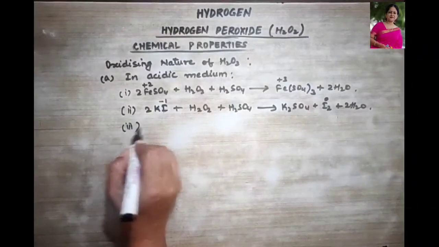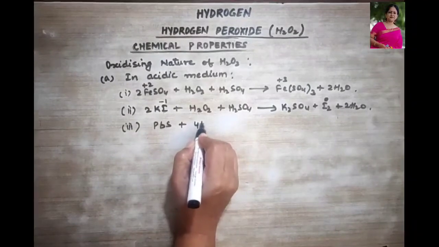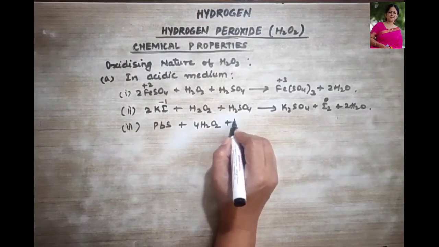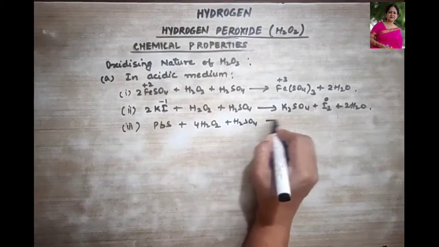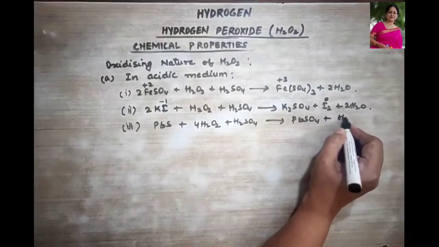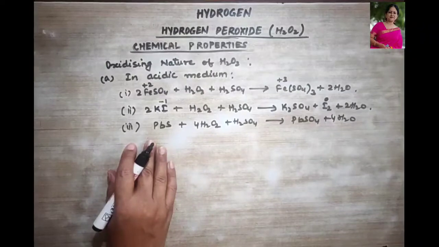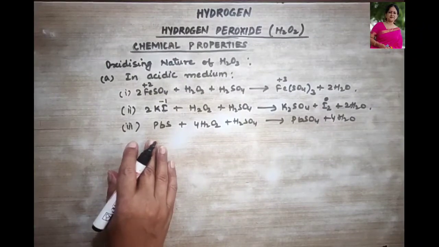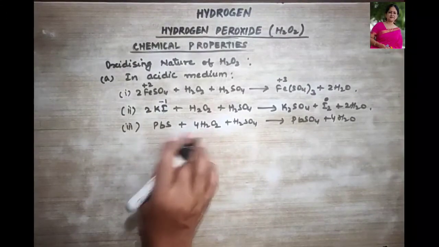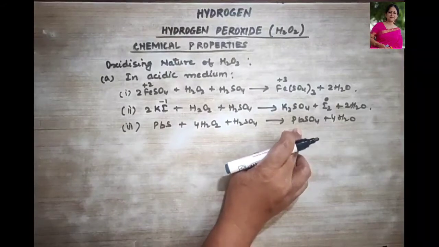Another example could be like PbS when treated with 4H2O2, right, in the presence of H2SO4, it is going to give us PbSO4 plus 4H2O. So over here also, what are we observing? We see that hydrogen peroxide oxidizes lead sulfide to lead sulfate.